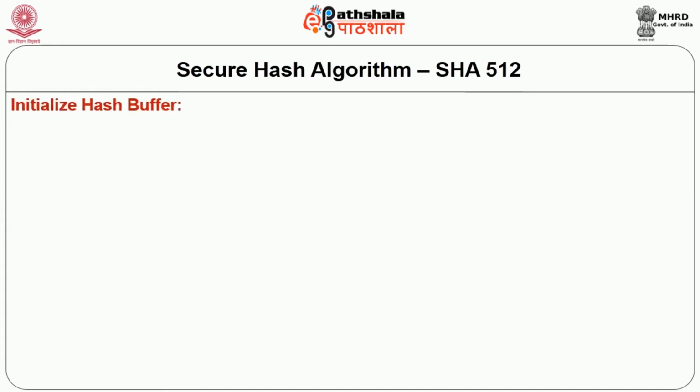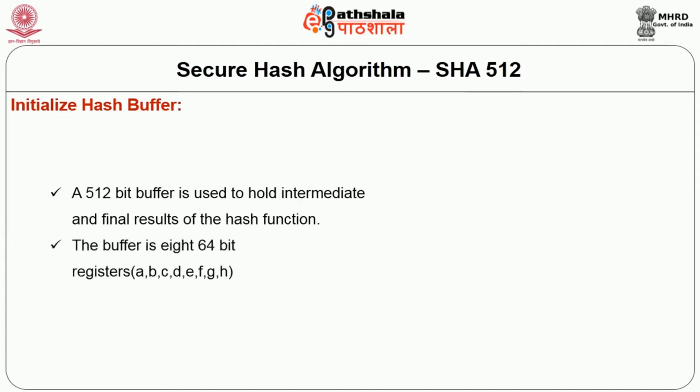Now we are going with the third step, initialize the hash buffer. As I discussed earlier, we are going to use a 512-bit buffer that is used to hold intermediate and final results of the hash function. In cryptography, when we are performing a number of rounds, every round would generate an output. We will call it an intermediate result, and at the end of the last round, whatever has been generated, we will call it the final result, and that is what we want as a hash value.